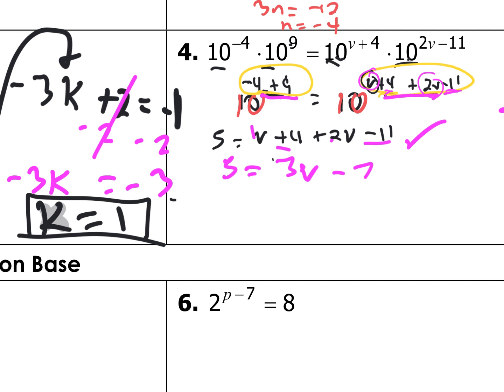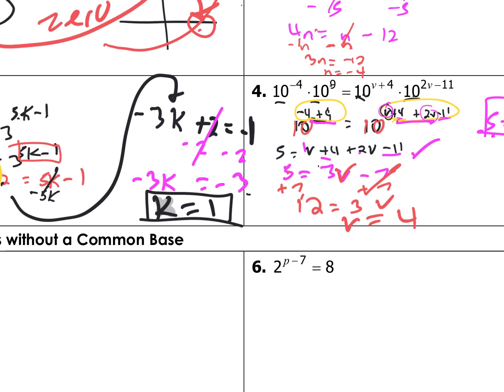Okay. So you understand what I'm saying? You can skip some steps if you can do the math in your head. Add 7, because I want to get the v by itself. Cancels. 5 plus 7? 12 equals 3v. Divide both sides by 3. What is v? 4. Thank you for your help.